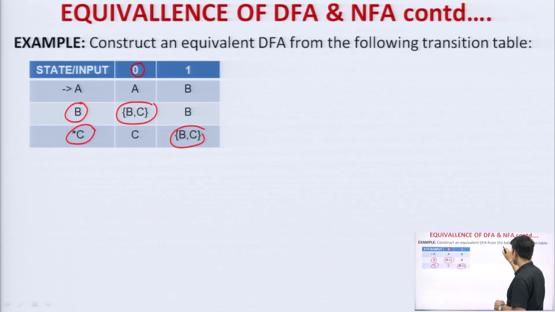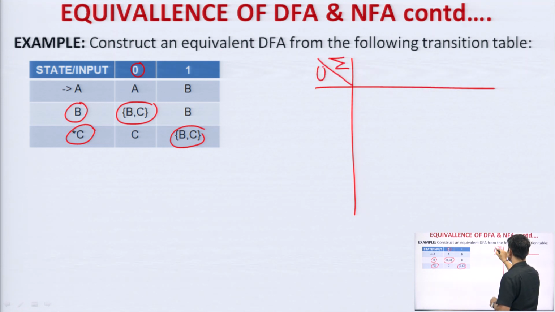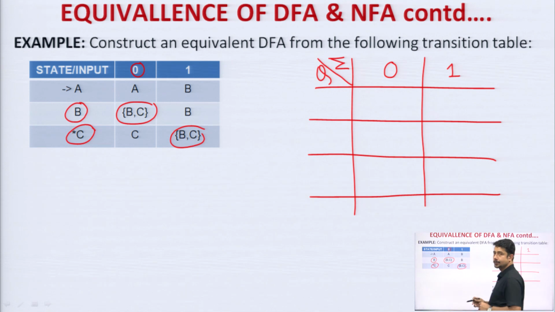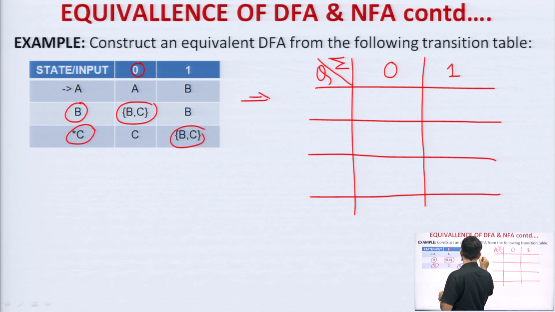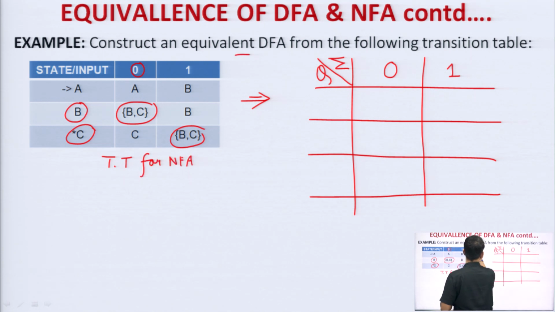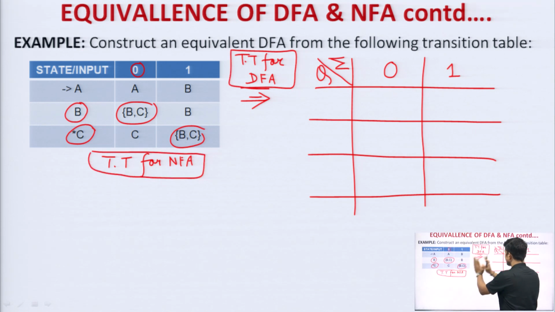How to draw this? We need to take a transition table for this, with 0 and 1. I will let you know the final steps, but first, how to do it. This is the transition table for the NFA, and this is the transition table for the DFA. So the first step is that you need to convert this transition table of the NFA to the transition table of the DFA. How to do that?